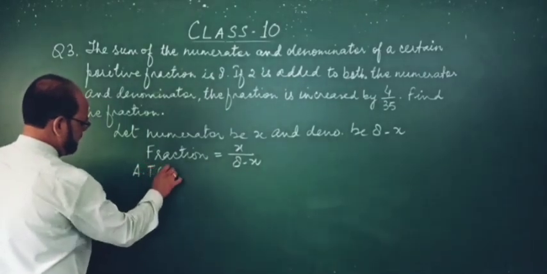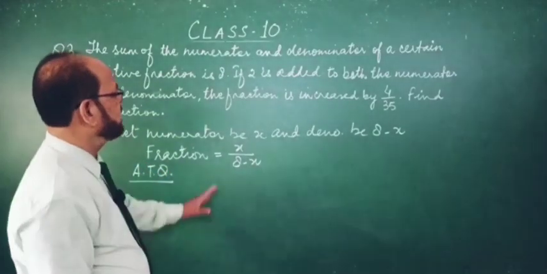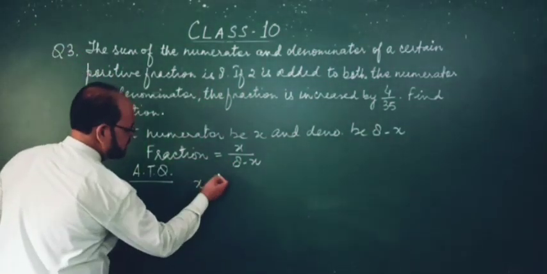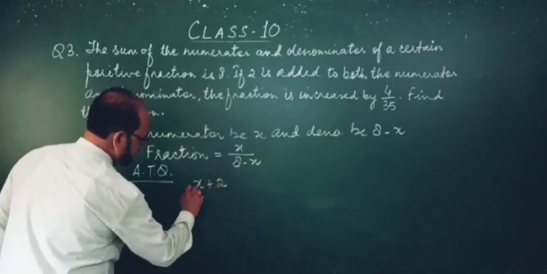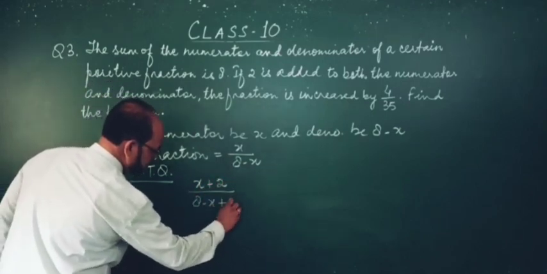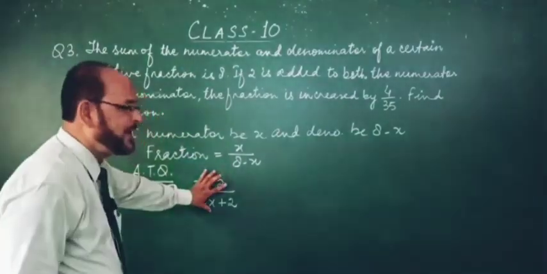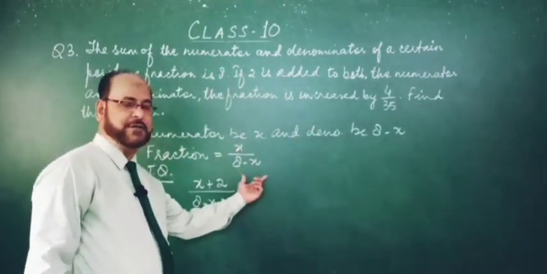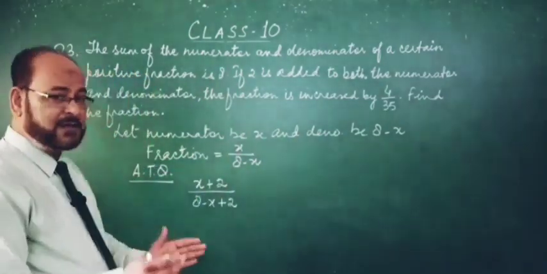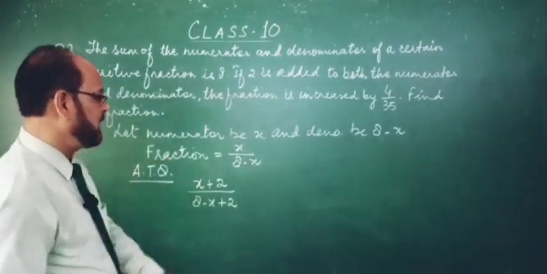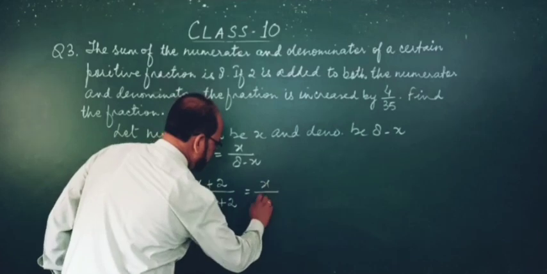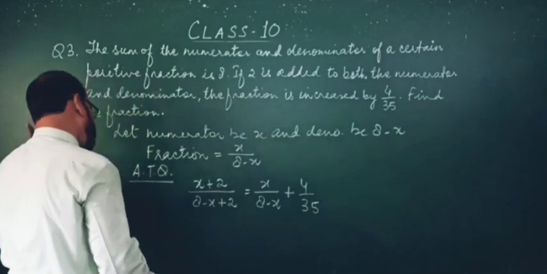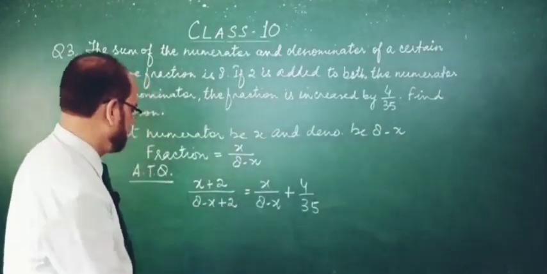Now we will apply the condition. What is the condition given here? If 2 is added to both the numerator and denominator, the numerator of the original fraction is x, we will add 2 into it, and the denominator is 8 minus x, we will add 2 in it also. Now this fraction is 4 upon 35 more than the original fraction. So to make the new fraction and original fraction equal, what will we do? We will add 4 upon 35 to the original fraction, then it will be equal.